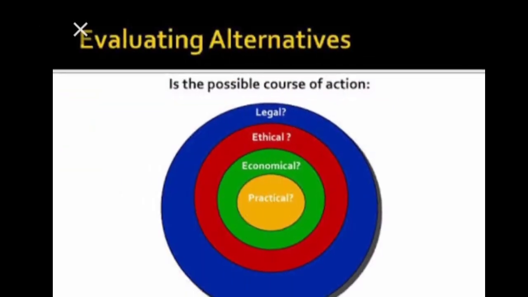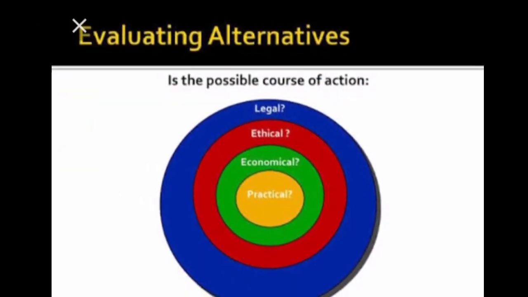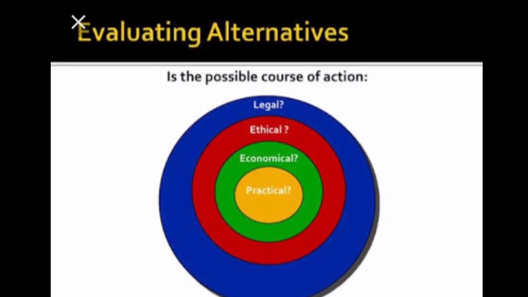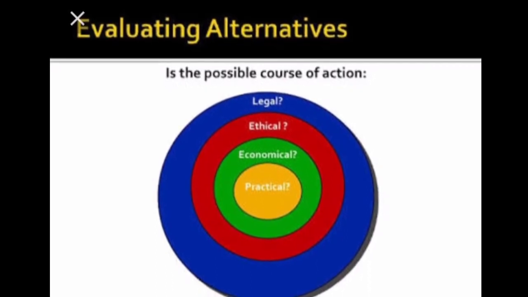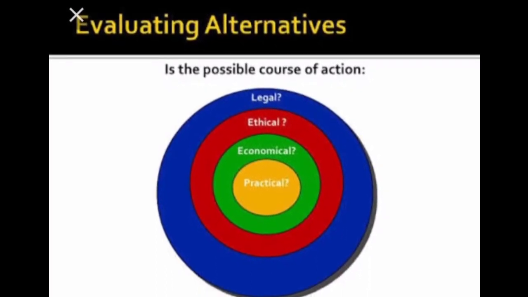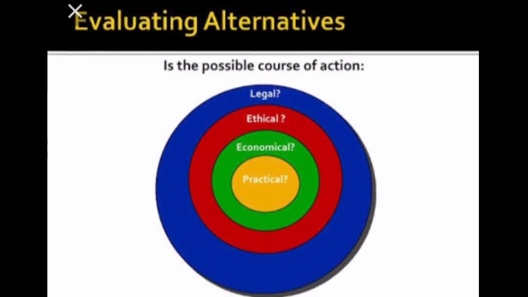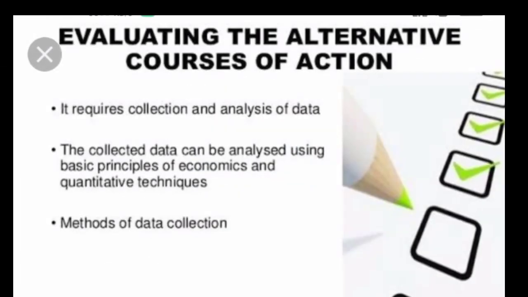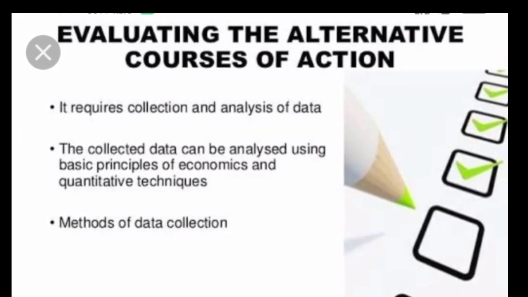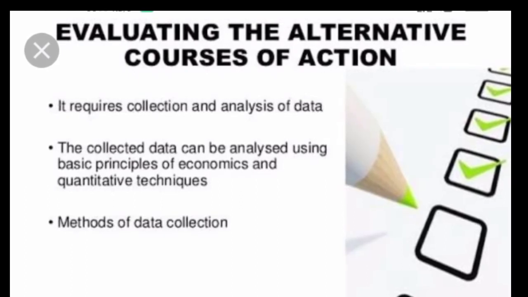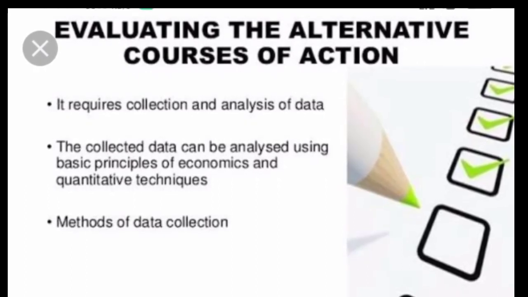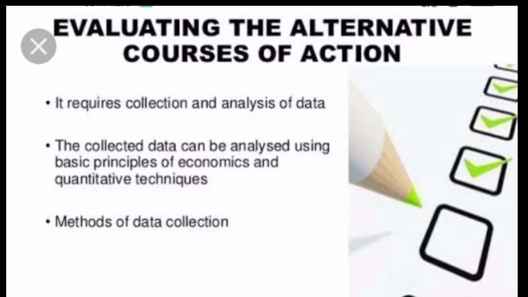Next, the fourth important step, evaluating alternative courses of action. After identifying the alternative courses of action, the next step is to find out the pros and cons of each alternative. Pros and cons means positives and negatives. So the business manager considers the pros and cons of each proposal, which need to be evaluated in the light of the objective to be achieved.